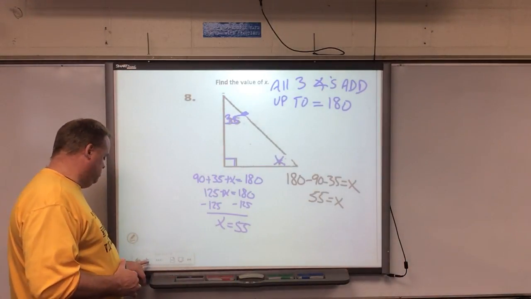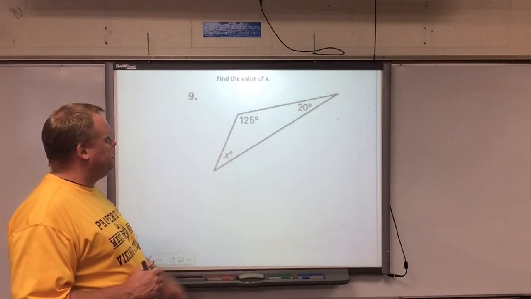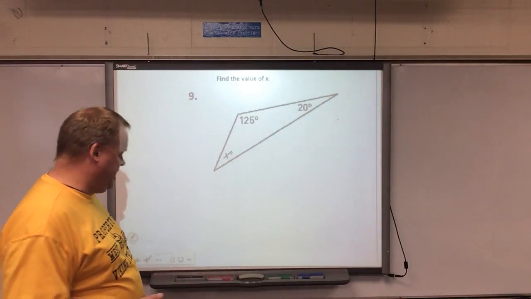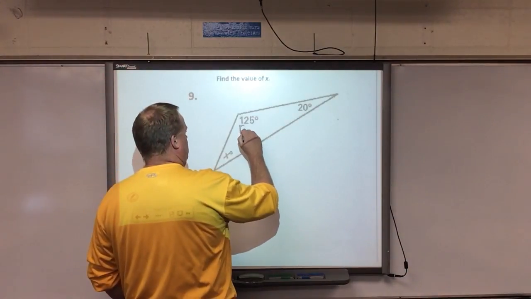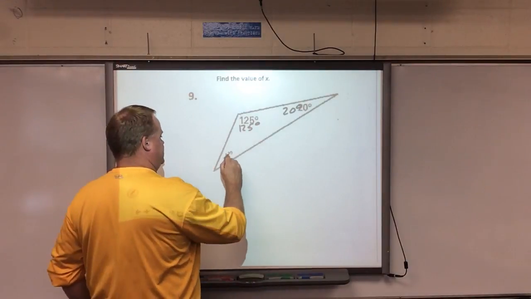Moving on. Find the value of x. I have 125, 20, and x. So 125, 20, and I have an x.